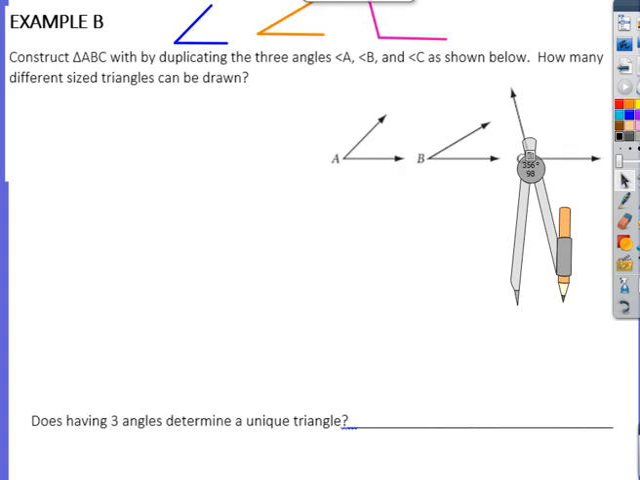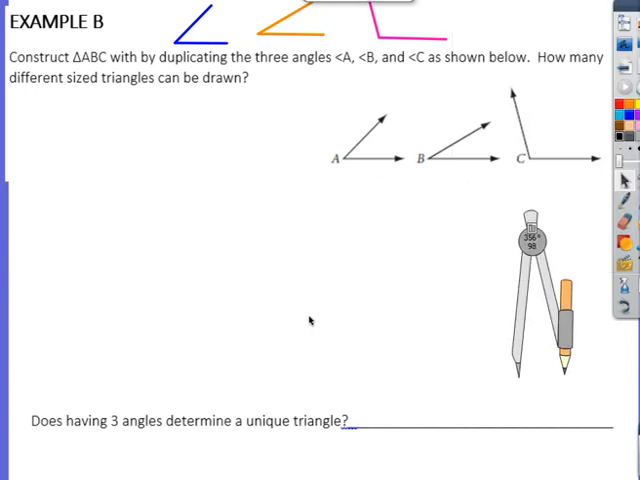The second one is, can you construct a triangle with the 3 angles? Angle A, angle B, and angle C. And does having 3 angles determine a unique triangle? Which means, we have these three angles. Is there only one triangle we can make out of that, or is there multiple triangles we can make out of that?